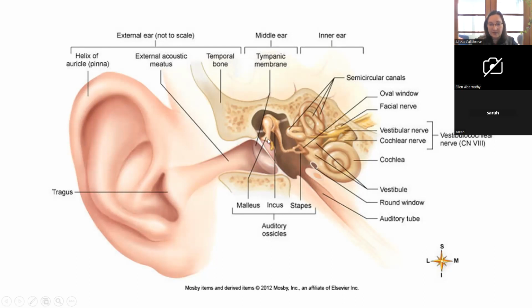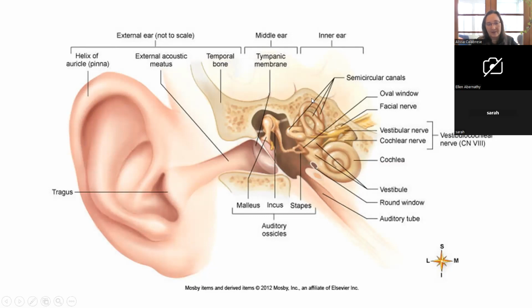When it vibrates, it's going to trigger the vibration of these little bones in the middle ear. The middle ear is here. This is an air-filled chamber with 3 of the tiniest bones in your body, the malleus, the incus, and the stapes. Their job is to amplify the vibration that's coming from the tympanic membrane. So when the tympanic membrane vibrates, it causes those bones to vibrate as well. And then they'll send that vibration to the inner ear.